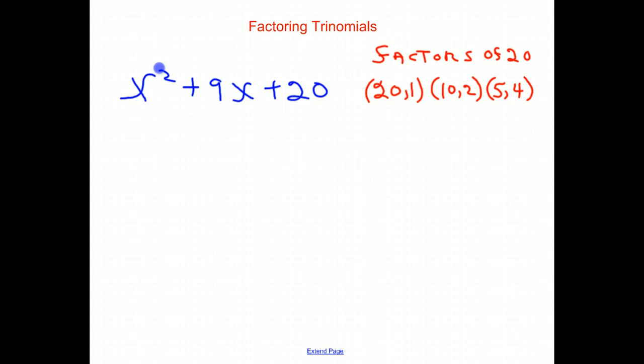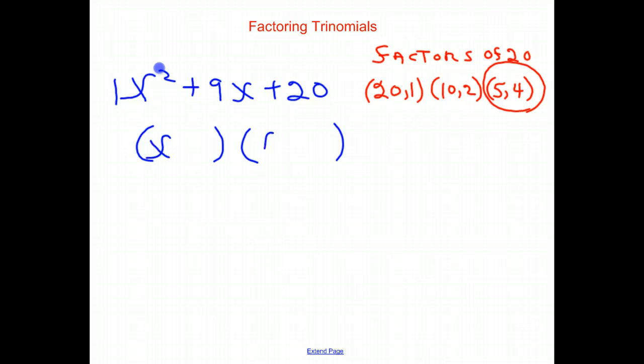So as we examine those, we want to see which one of those pairs add up to 9. We can certainly see that this last one, 5 and 4, will equal 9. So those will be the ones we will use. So going back to factoring this, we'll put down our two expressions. We know we have a 1x squared, so it's an x times an x. And we know that we're going to be using 5 and 4 as our second terms in each of these factors. And that should be our answer.